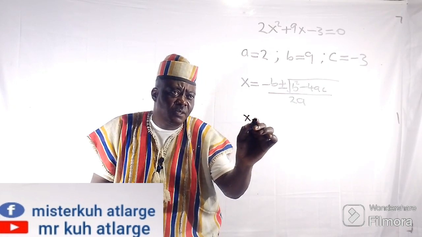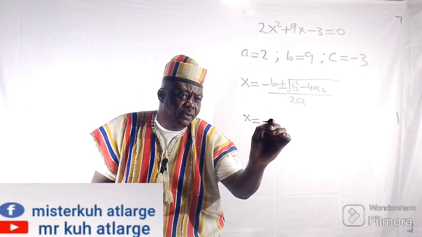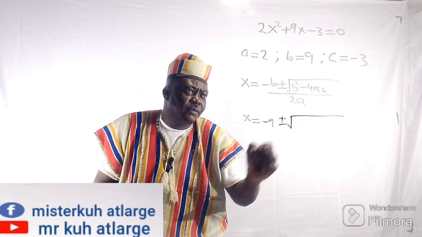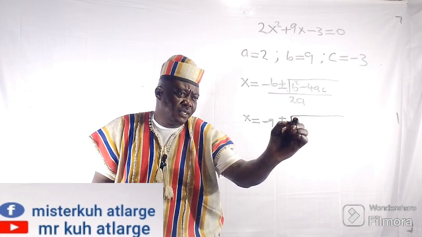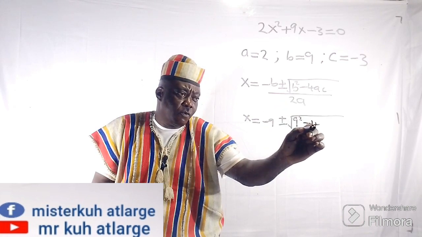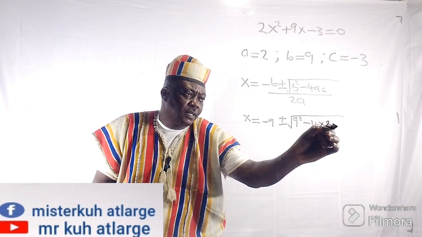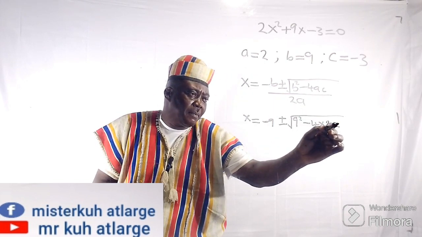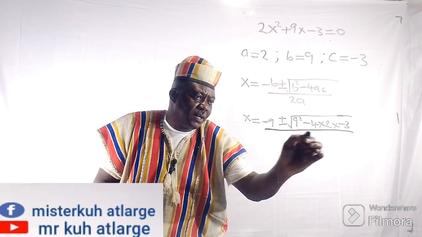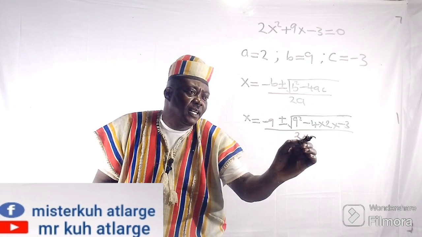So x now equals minus, what is our b here? 9. Minus 9 plus or minus square root of b squared. What is b squared? That is 9 squared minus 4 times a. A is 2, times c, minus 3, all over 2 times a, and our a here is 2.